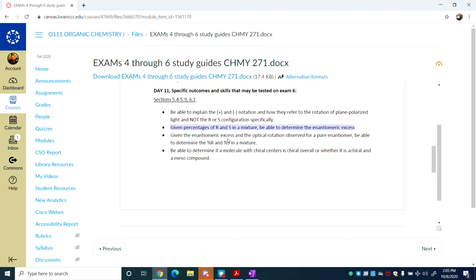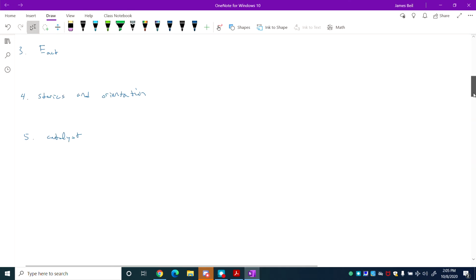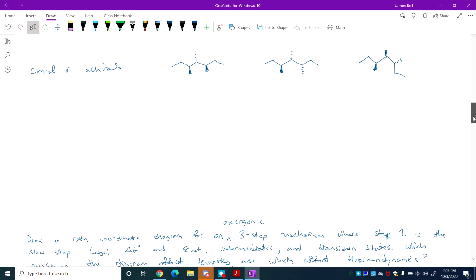Alright, so that was this bullet point here. Be able to determine if a molecule with chiral centers is chiral overall and whether it is achiral in a meso compound. This bullet point here. I think I wrote something down related to that. Here we go. Got some structures here to look at.